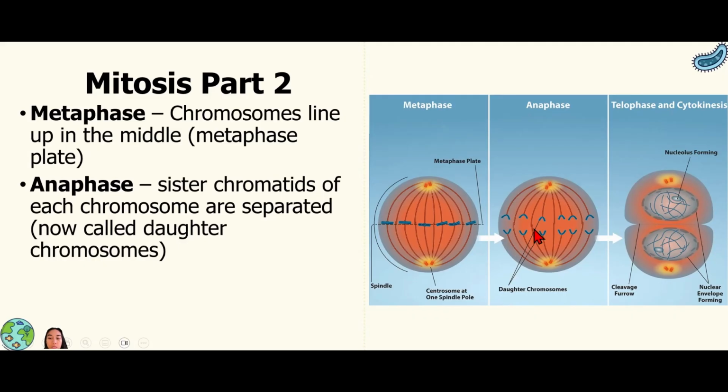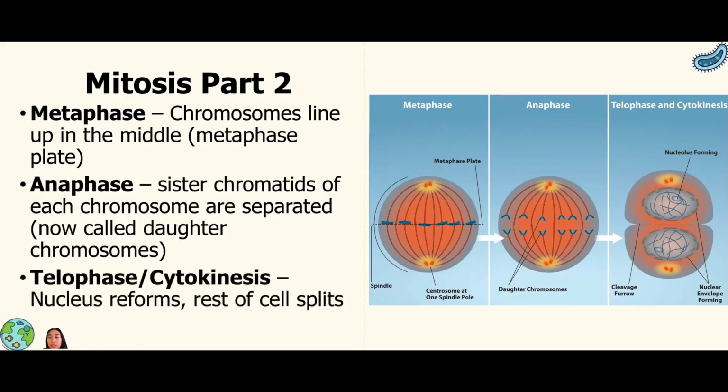And that is what we're seeing here. And so now you just have equal halves being pulled apart. At this stage, those chromosomes are called daughter chromosomes because now they're separated. So they're not called sister chromatids the moment they separate. Okay. And then finally, we've divided our DNA equally in half, not really in half, but we've split the DNA in half. And so now the cell can reform its nucleus.